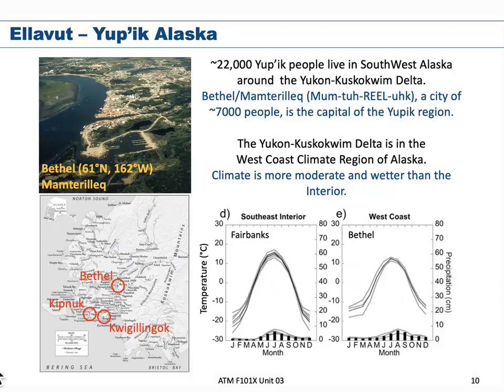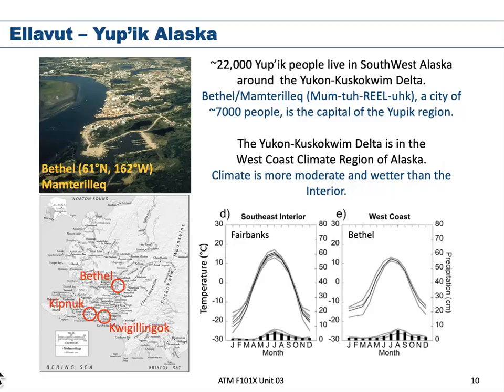We now discuss Yupik ways of understanding weather and climate. About 22,000 Yupik people live in southwest Alaska around the Yukon-Kuskokwim Delta. Bethel, Mumterriluk, a city of 7,000 people, is the capital of the Yupik region. The Yukon-Kuskokwim Delta is in the west coast climate region of Alaska, and the climate is more moderate and wetter than that of the interior.